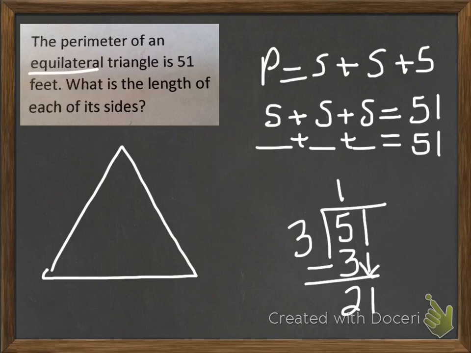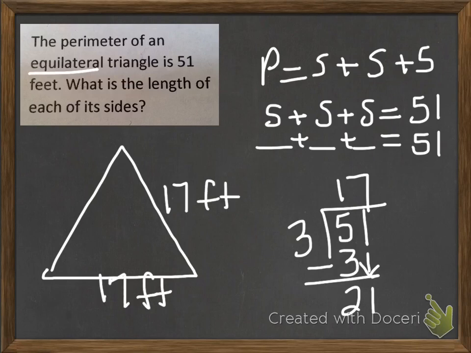3 will go into 21 7 times. So each side is 17 feet. And I know that because the word equilateral means that each side of this triangle has the same measurement.